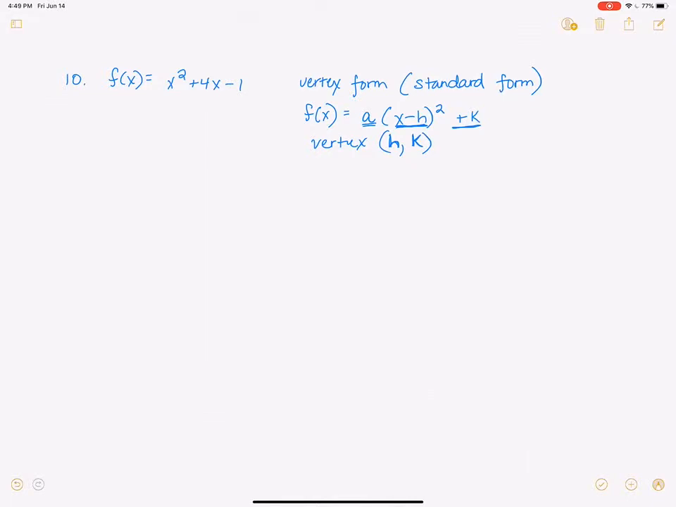And that number out front, a, if it's positive, then our parabola opens up, and if a is negative, the parabola opens down.